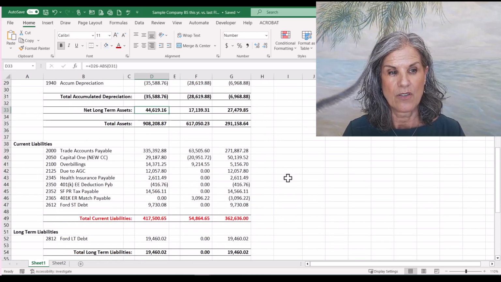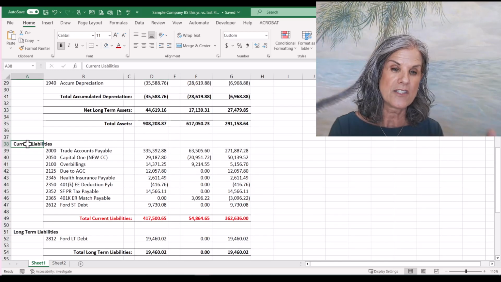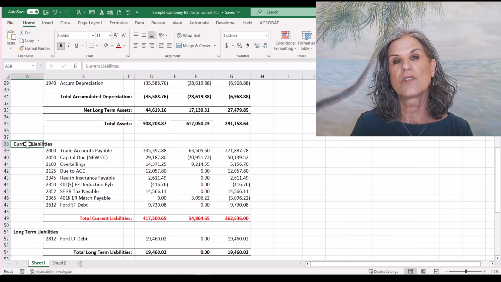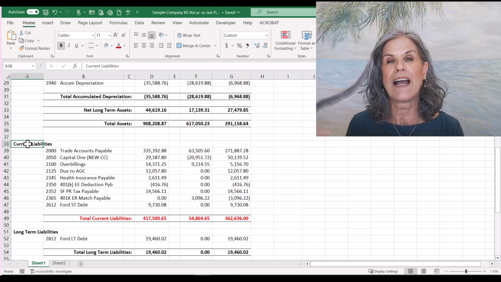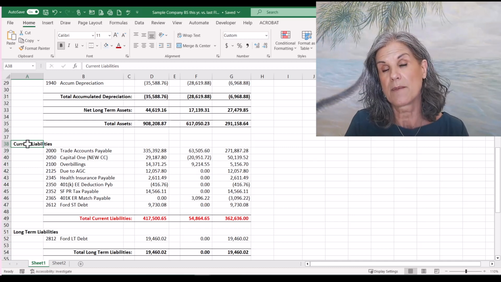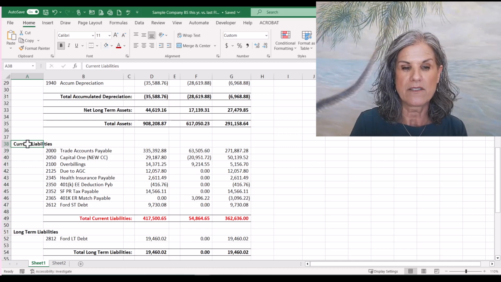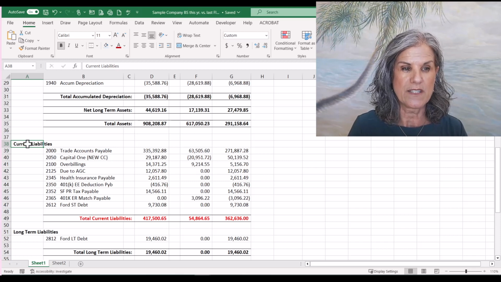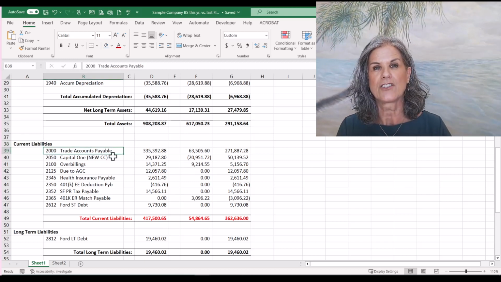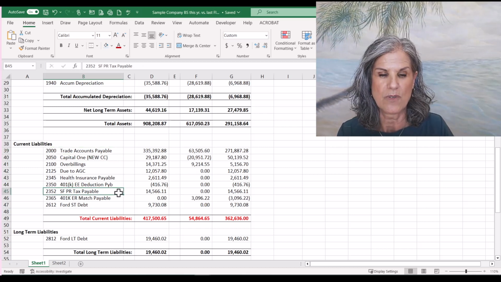The next section is current liabilities, and similar to current assets, current liabilities represent what's going to be owed in cash and come out of your cash in the next 12 months. Liabilities by definition is something that I owe, so what am I going to have to pay out in the next 12 months? What expenses do I have that I'm going to have to pay? That includes things like trade payables, payroll taxes, and so on.